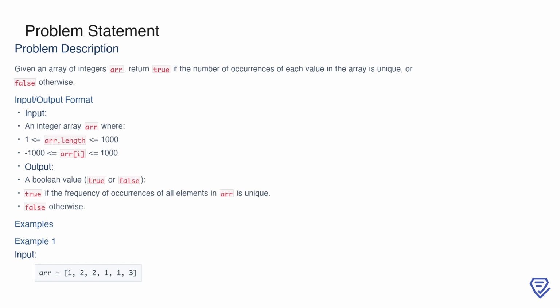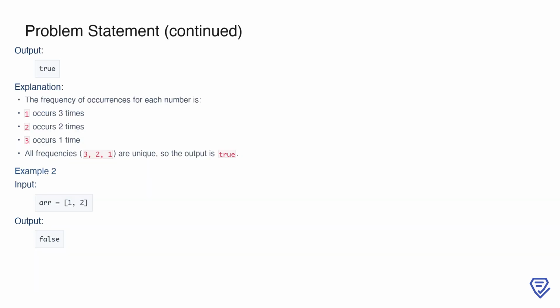To help clarify this, we'll look at a few examples. For instance, consider the array ARR equals 1, 2, 2, 1, 1, 3. In this example, the output is true. Here's why: the frequency of each number in the array is as follows: 1 appears 3 times, 2 appears 2 times, and 3 appears 1 time. When we look at these frequencies, 3, 2, and 1, we see that they are all unique. Since there are no duplicate frequencies, the output is true.